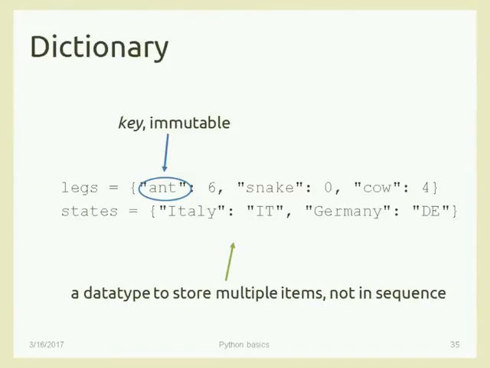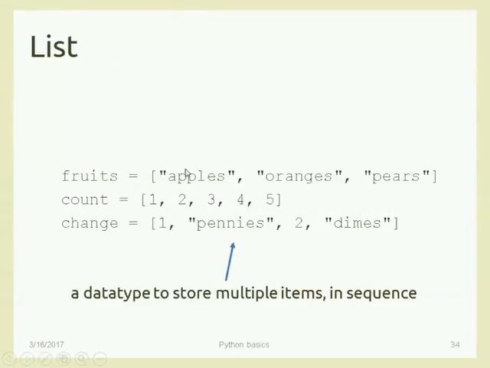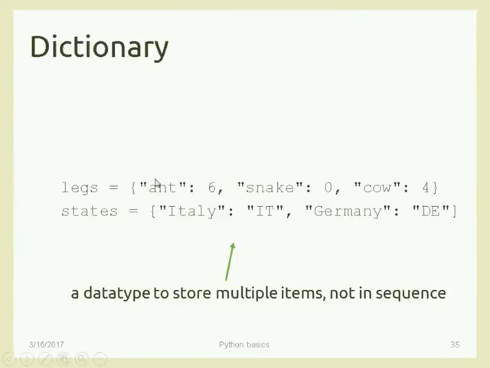The other thing in this item is the value. So a dictionary stores multiple items in the format of a key with some value associated, and they are not accessed in sequence. That is, the first element of a list has index equal to 0, the second element of the list has index equal to 1, and so on. In a dictionary, you access an element by its key.